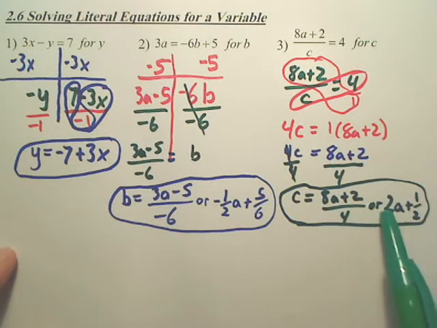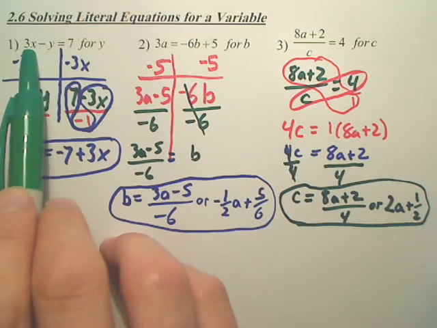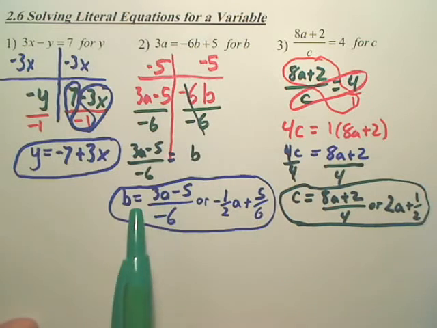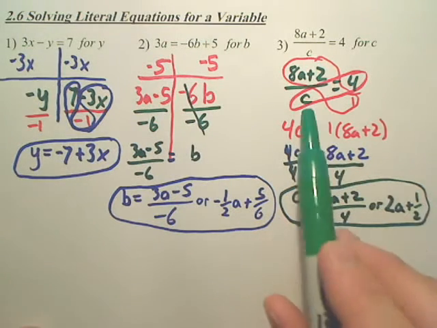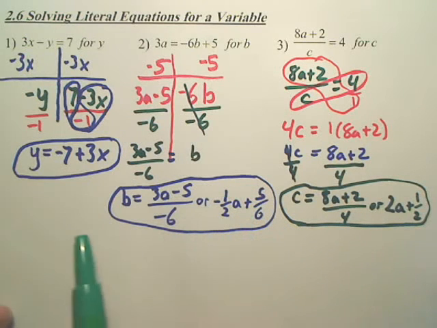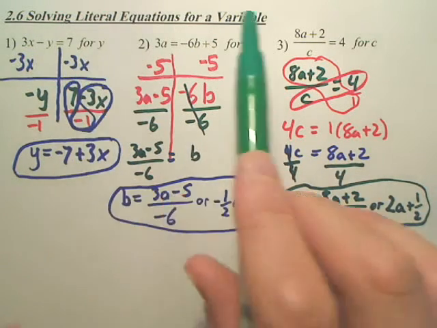Those are both doable answers. Now, for each of these problems, could I have solved the first one for x instead? Yeah. Could I have solved this one for a instead of b? Yeah. Could I have solved for a instead of c? Yes. It's all about what you want to solve for. So, you're solving for a variable.